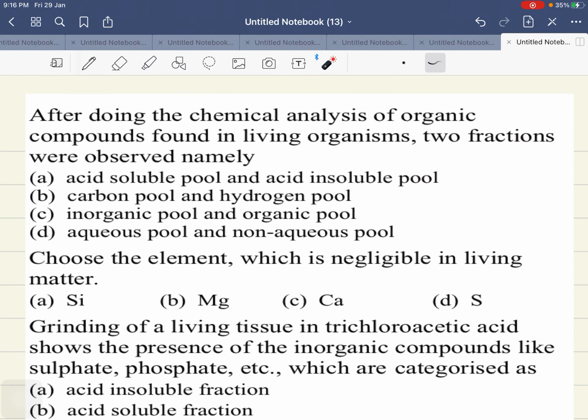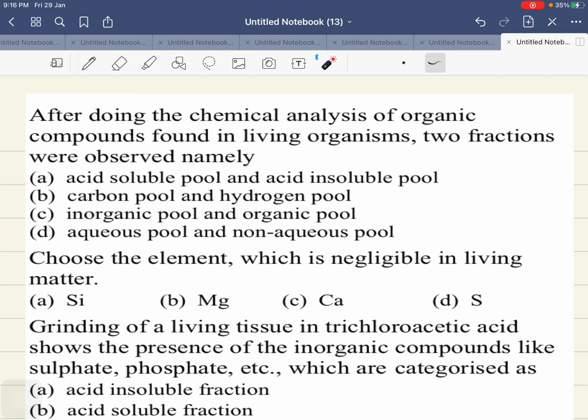Next, after doing the chemical analysis of organic compounds found in living organisms, two fractions were observed, namely. NCERT, first page of your Biomolecules chapter, page number 142.